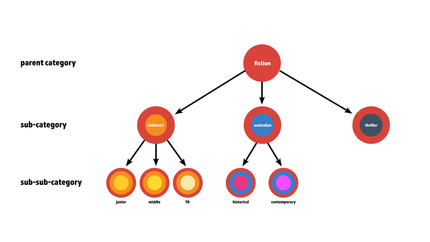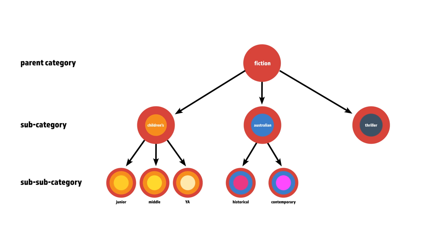Some of the subcategories have their own sub-subcategories. Children's has three: junior fiction, middle fiction, and young adult fiction, while Australian has two subcategories, historical and contemporary, and the thriller subcategory doesn't have any of its own subcategories. In this example, we're defining fiction as the parent category to children's, Australian, and thriller.